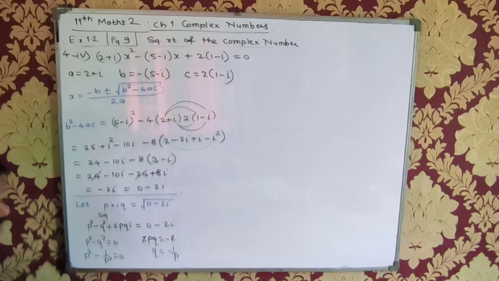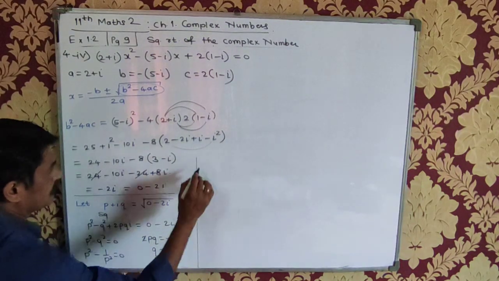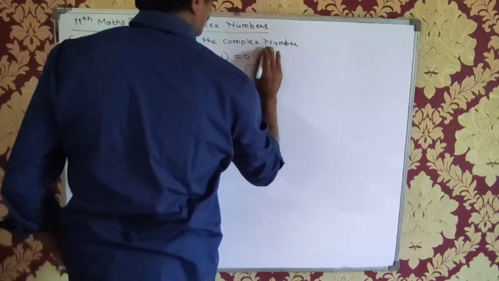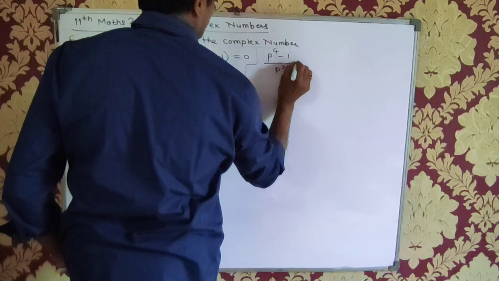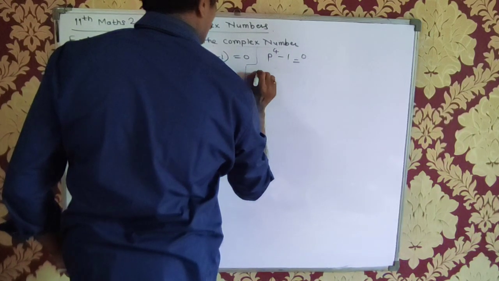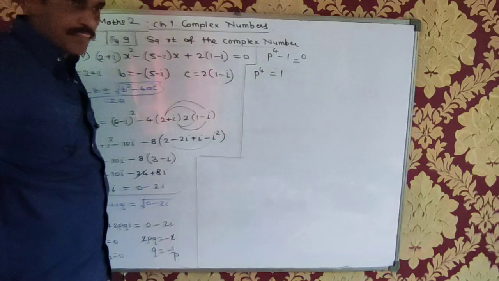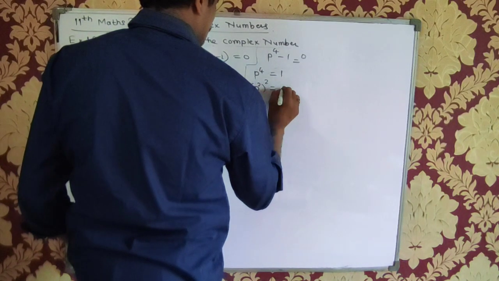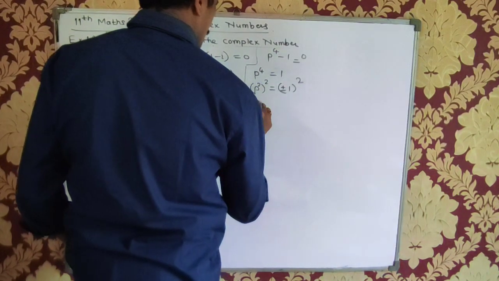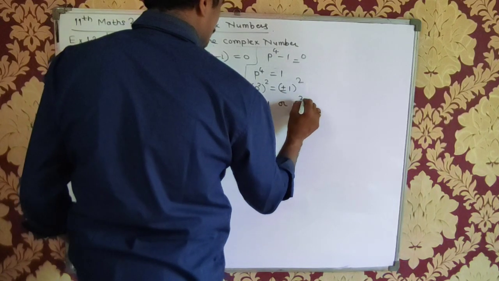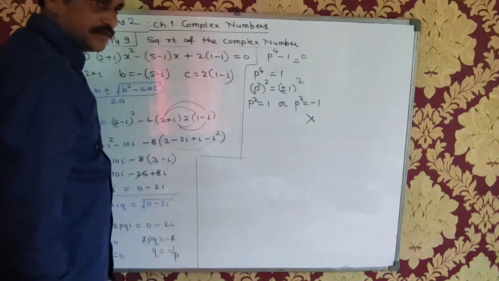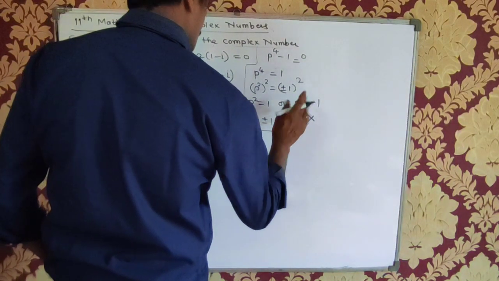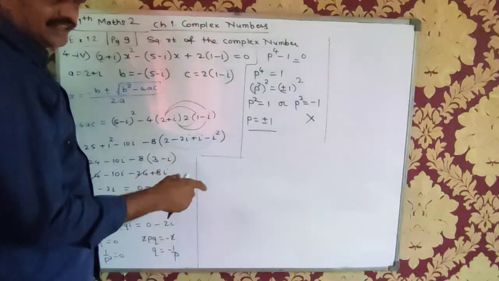So p raised to 4 minus 1 is equal to 0. So p raised to 4 is equal to 1. p square whole square is equal to plus or minus 1 whole square. So p square is equal to 1, or p square is equal to minus 1, which is not accepted. So p is equal to plus or minus 1, accepted, because p is a real number.